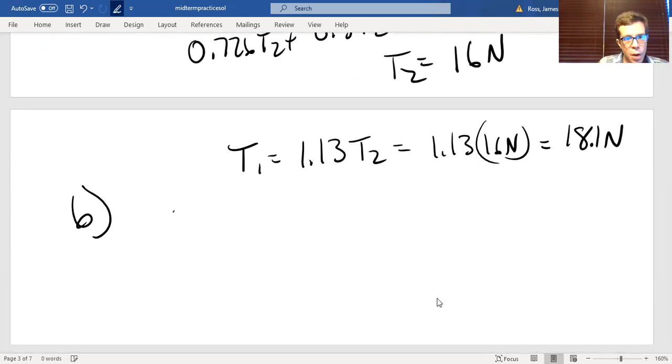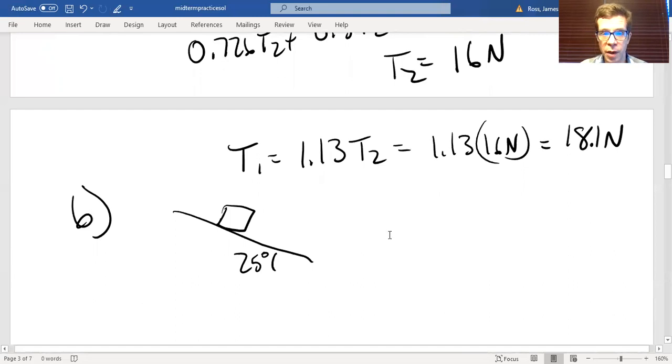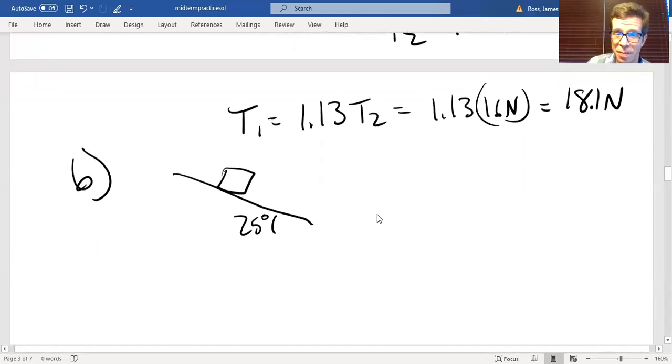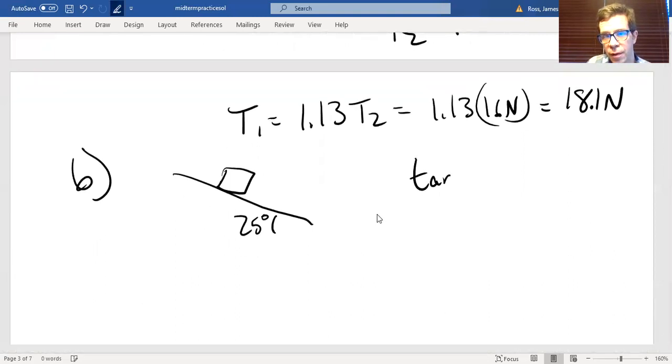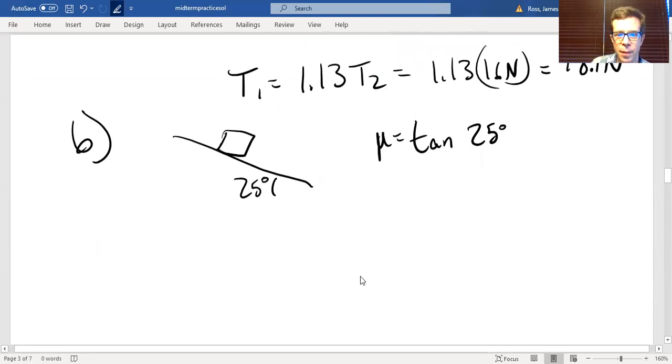6. A box sits at rest on an incline of 25 degrees. Find the minimum value of the coefficient of static friction between the box and the incline. Okay, this is a nice result that we went over in class. I can recognize immediately that the answer to this is going to be tangent 25 degrees. But we need to show it, right? This is a class in problem solving, not memorizing. So let's show that.